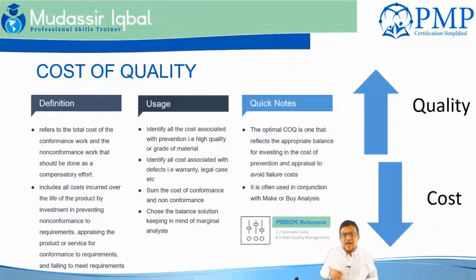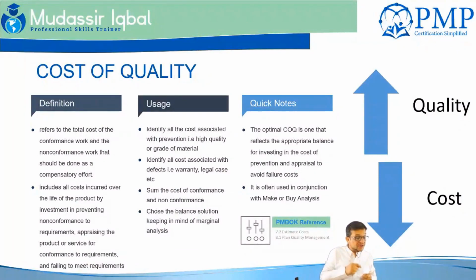This is where you will agree on what kind of quality you require, and then based on the quality that you require, you will send the estimates. You want this level of quality, estimates. You want this level of quality, estimates. This is what will be happening. So refer to the total cost of conformance of the work and the non-conformance of the work that should be done as compensatory efforts. Cost of conformance and non-conformance we will see in the next section.